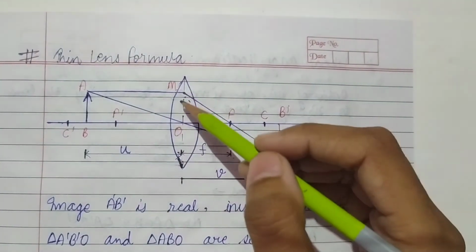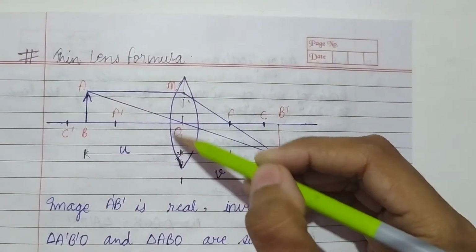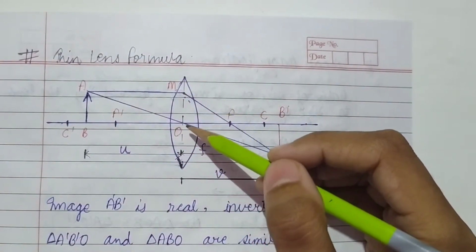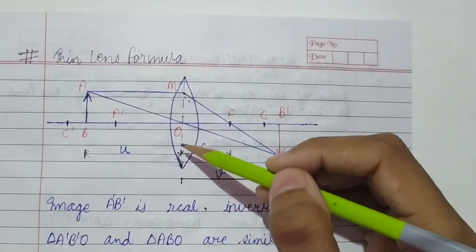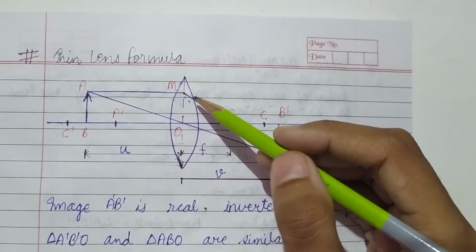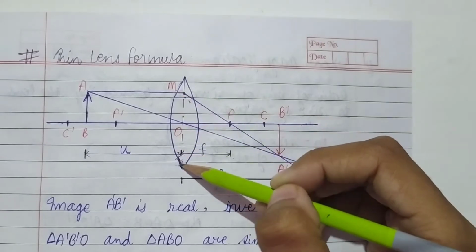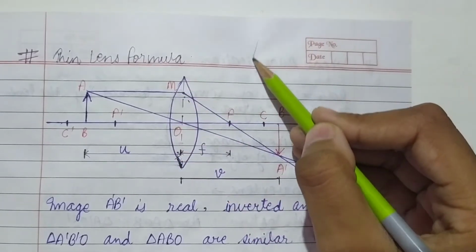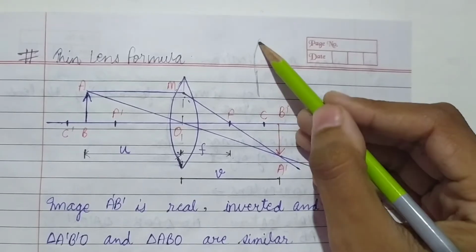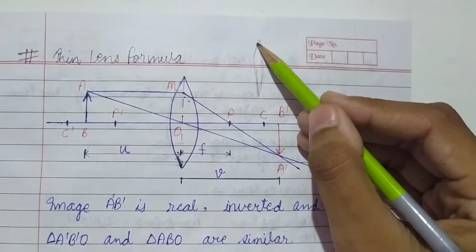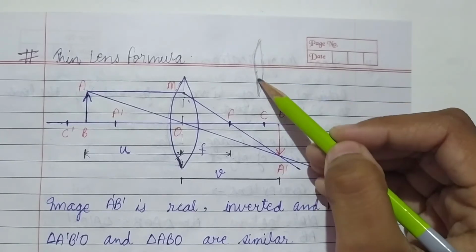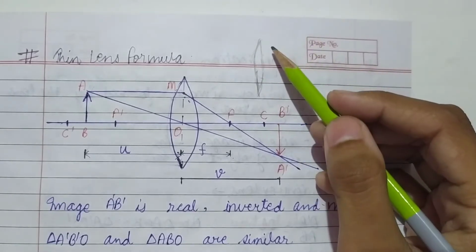The first assumption is that the lens that is used here to find this formula should be thin. The second thing is that the aperture of the lens should be very small. If we are having a thin lens, let us consider this is a type of lens, the aperture will obviously be small. So for the thin lens we need a small aperture.